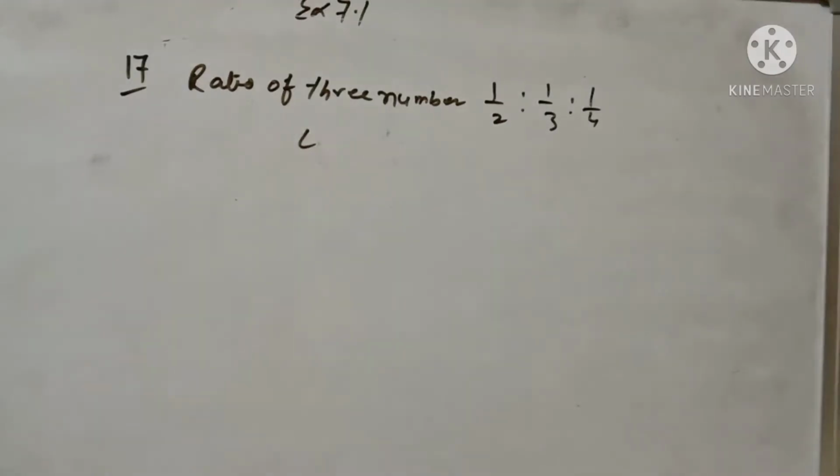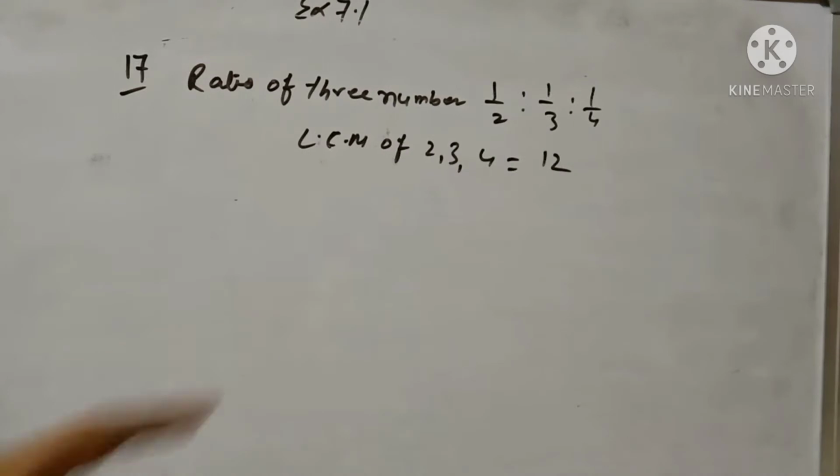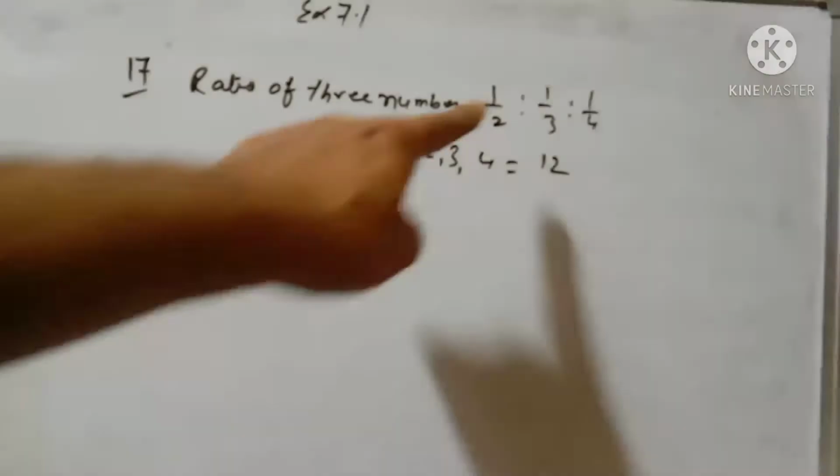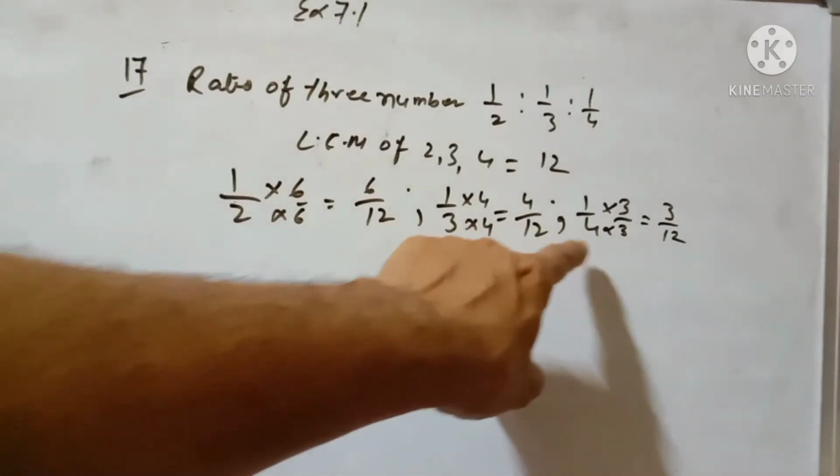Write down please. Question number 17. Three numbers are in the ratio 1/2, ratio 1/3, ratio 1/4. If the sum of their squares is 244, find the numbers. So ratios are given 1/2, 1/3, 1/4. Now LCM. So LCM will be 12. Now we have to make the denominator same. Therefore numbers are 6/12, 4/12, 3/12.